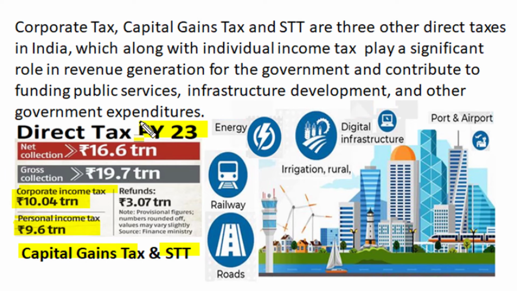Now, the tax directly collected through these four direct taxes is used by both the center and state governments for development projects, funding public services, infrastructure development of railway, road, energy sector, airports, seaports, or for development of digital infrastructure, rural development, irrigation or agriculture support and other welfare schemes of the government.